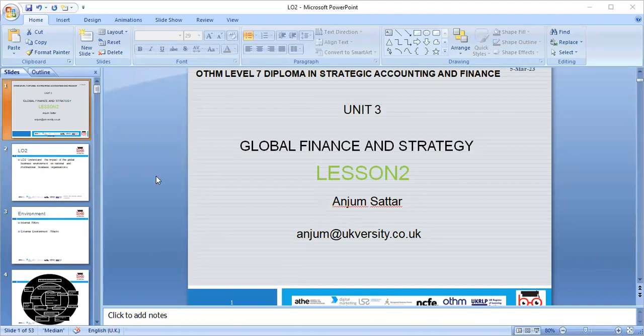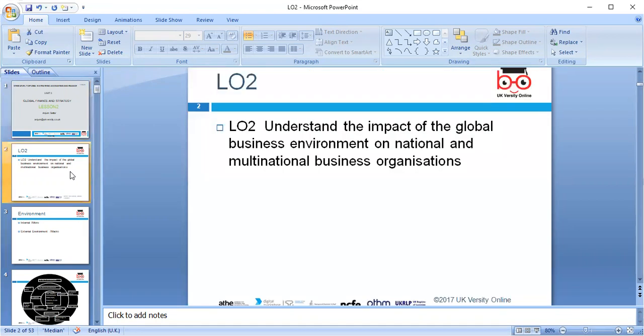And today's lesson is LO2, which is about understanding the impact of the global business environment on national and multinational business organizations. We'll discuss what is meant by environment, internal and external.